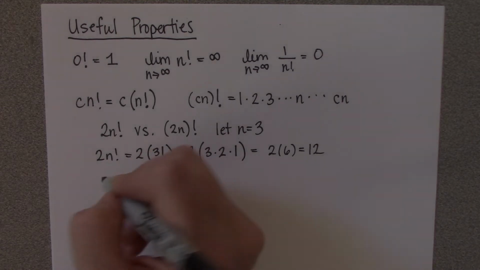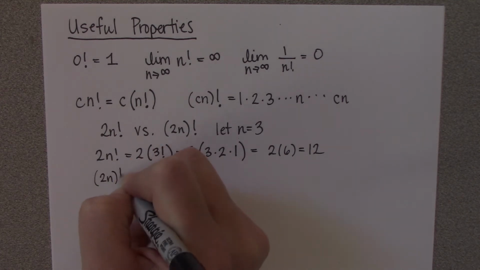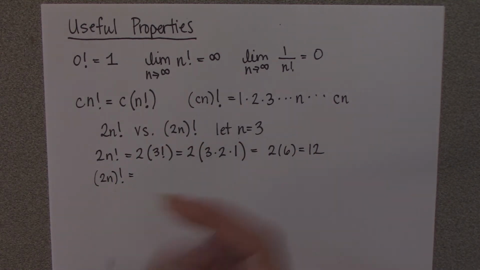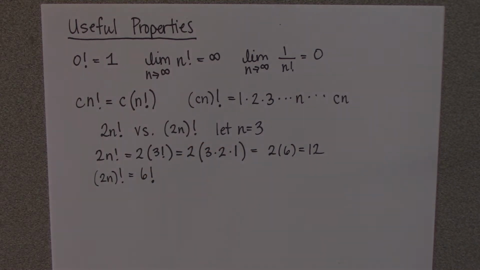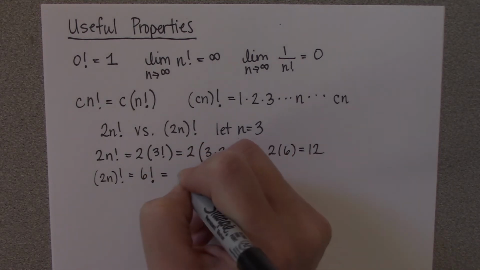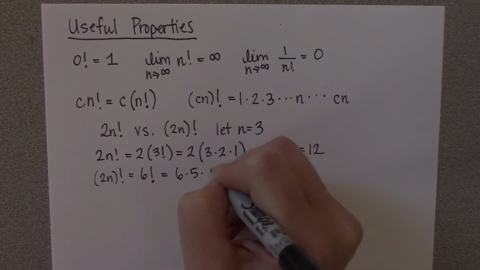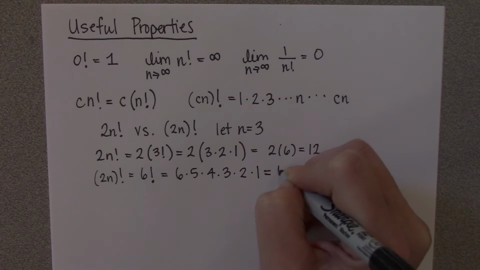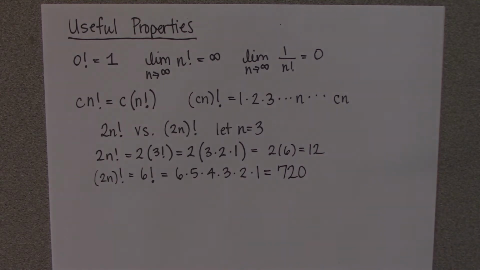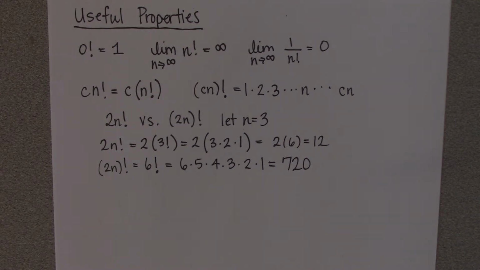All right, but if I have 2n quantity factorial, well, 2 times n is 6. That's really 6 factorial. So that's 6 times 5 times 4 times 3 times 2 times 1, and that's 720. So very, very different answers from that notation.